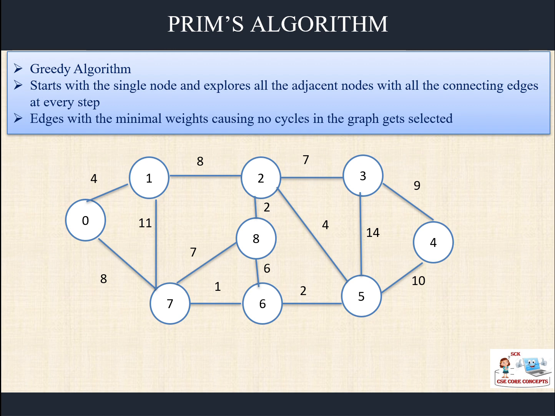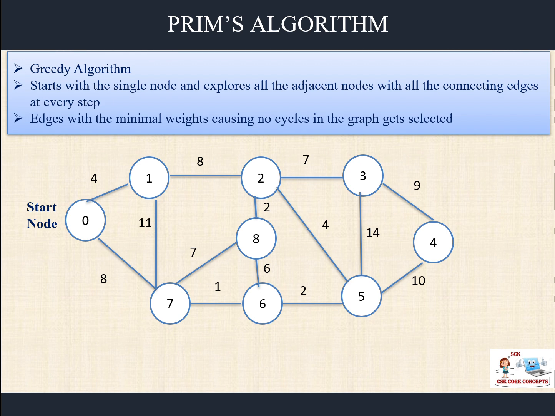So consider this graph. It is an undirected graph and weighted. The weights represent the cost of reaching from one node to another node, and there are 9 nodes. We start with the start node, let's say 0, and we have to find the minimum spanning tree here, fulfilling the condition that no cycles should be formed and the cost should be as minimum as possible. So let us start with the 0th node.